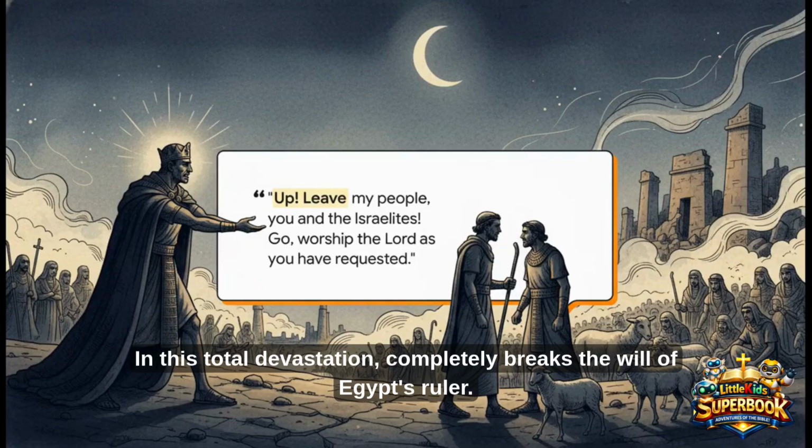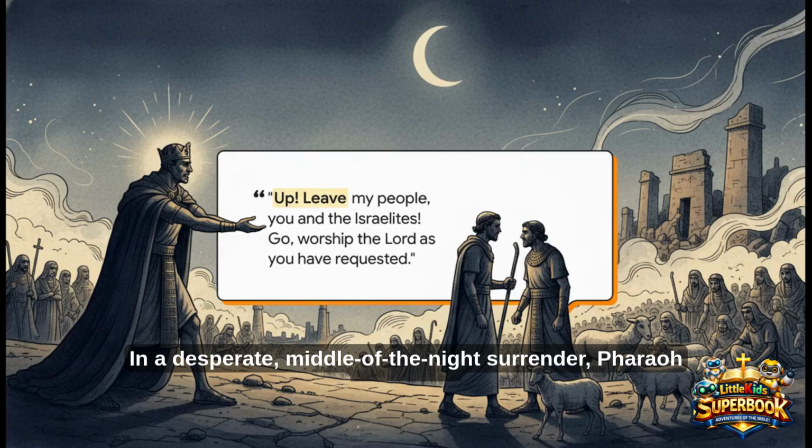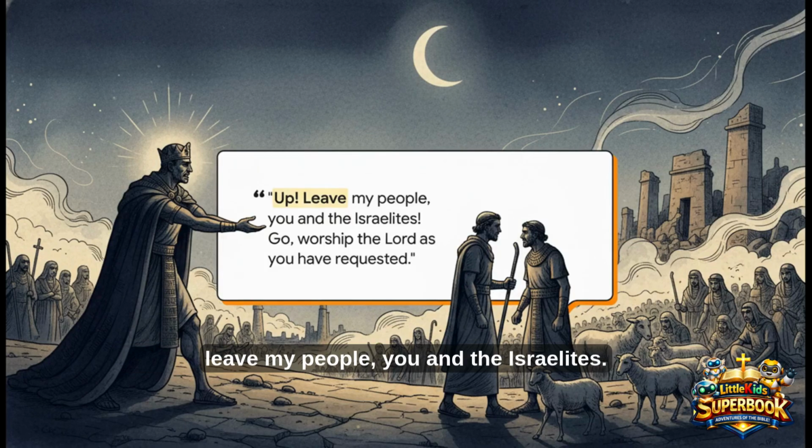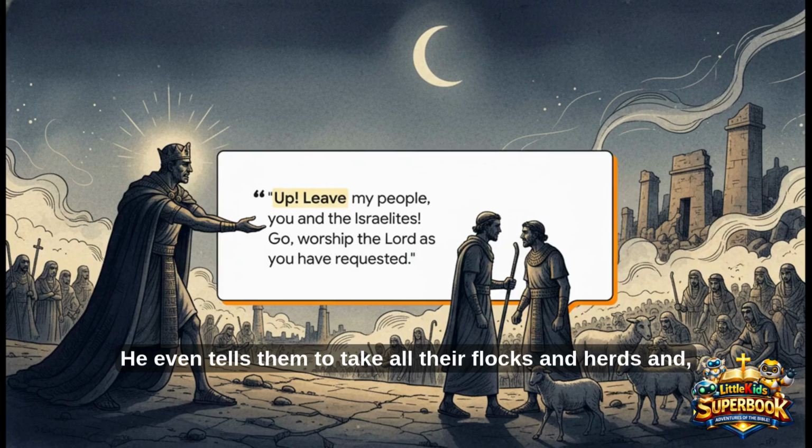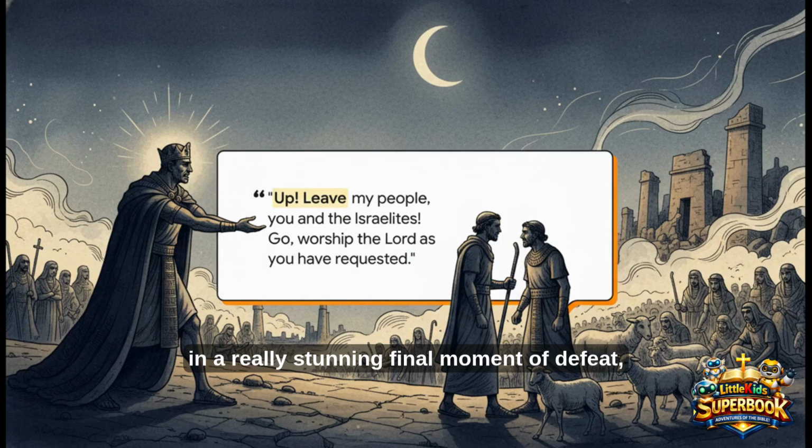And this total devastation completely breaks the will of Egypt's ruler. In a desperate, middle-of-the-night surrender, Pharaoh summons Moses and Aaron in the pitch black and commands them, "Up, leave my people, you and the Israelites, go, worship the Lord as you have requested." He even tells them to take all their flocks and herds, and in a really stunning final moment of defeat, asks them to bless him on their way out.